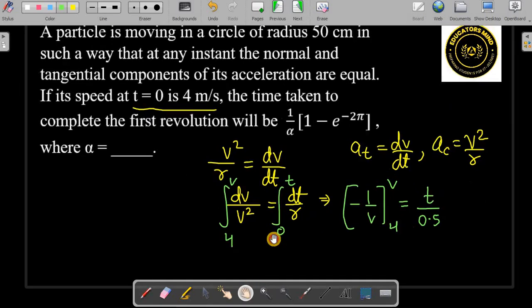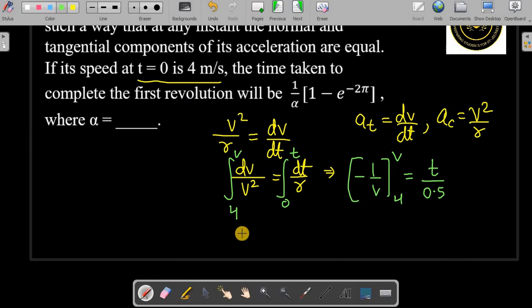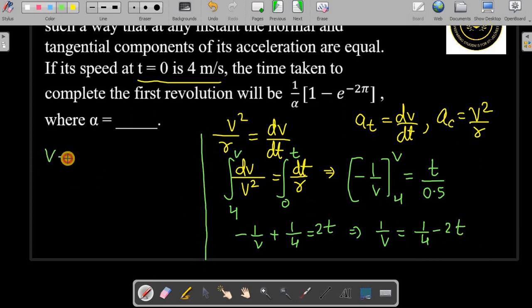Okay, so let's first find out this relationship. So we get minus 1 by v plus 1 by 4 is equal to t by 0.5. That means 2 will go in the numerator, right? So from here, bring 1 by v to one side: 1 by v is 1 by 4 minus 2t. Then what do we get as v? V we get as 1 divided by (1 by 4 minus 2t). Okay. First of all, we need to get this.